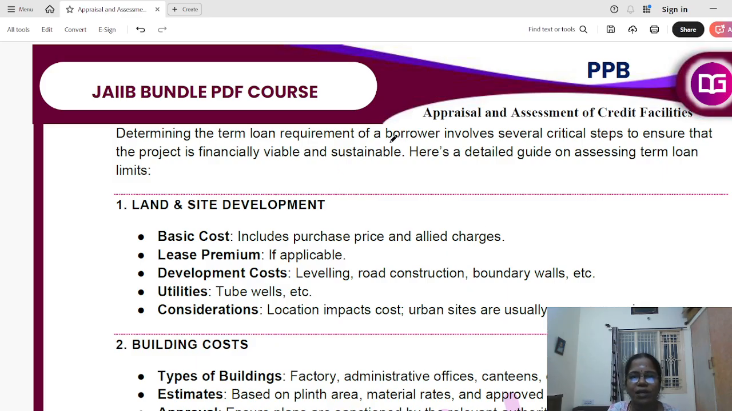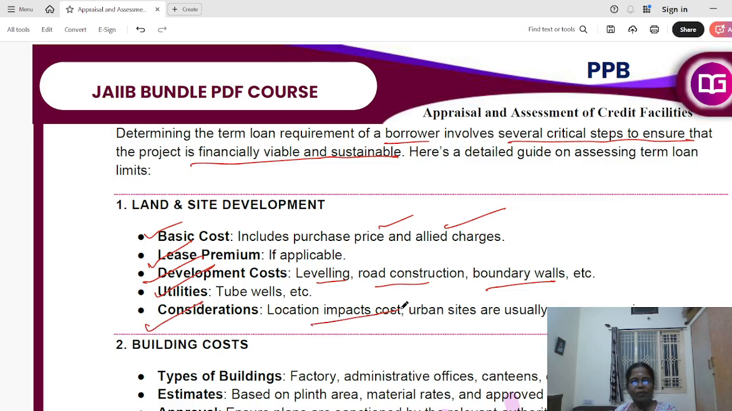So the term loan requirement of a borrower involves several critical steps to ensure that the project is financially viable and sustainable, whether it is financially viable and sustainable. Land and site development: basic cost includes purchase price and allied charges, lease premium if applicable, development costs such as leveling, road construction, boundary walls, etc. Utility considerations and location impact cost: urban sites are usually more expensive. If there is land and site development, they look at all of this.